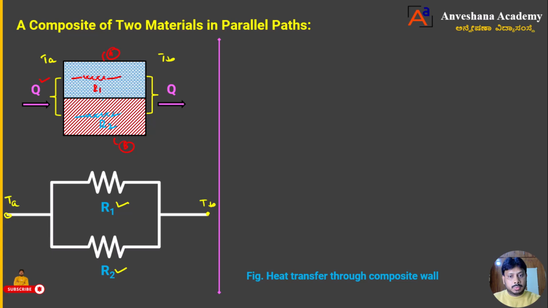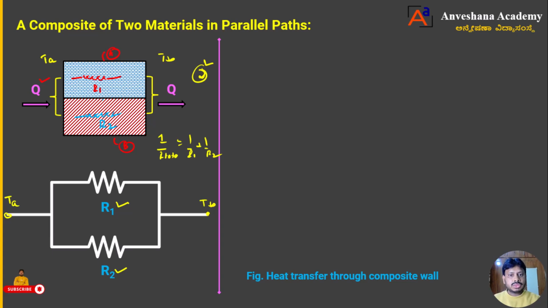This is for when there are 2 materials I have taken for the analysis. If there are 3 materials, then how to write the thermal circuit? That is also important, right? Now how can I write the equation for the total resistance? If I ask you to calculate the total resistance, then 1 divided by R total is equal to 1 divided by R1 plus R2. This is for this particular case.